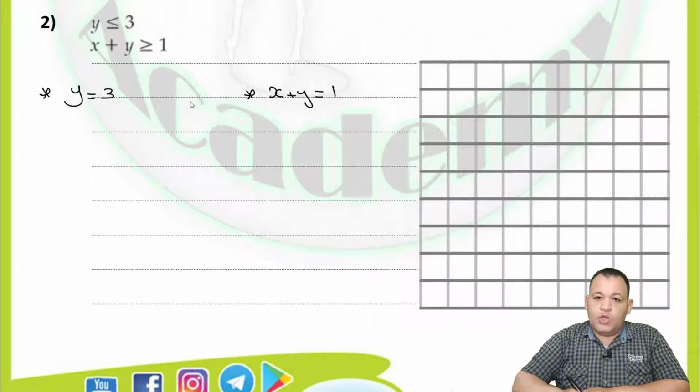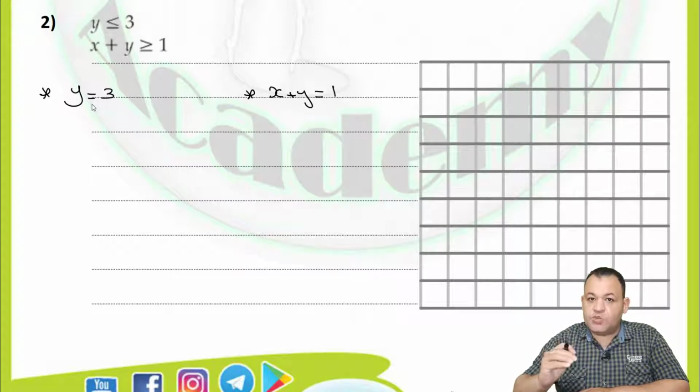Now we need to find the slope and the y-intercept. Because we have y equal to 3, it's represented by a line parallel to the x-axis, intersecting the y-axis at the point 3. So we have a horizontal line.